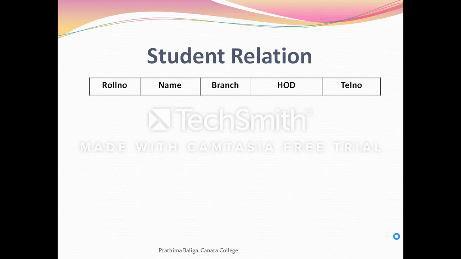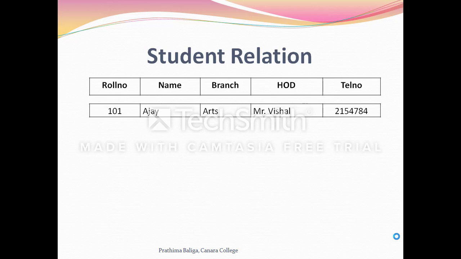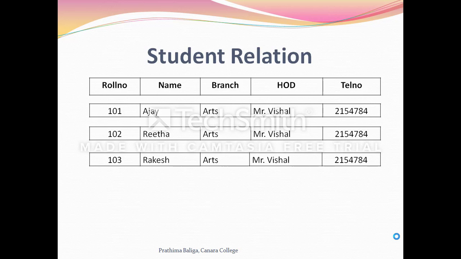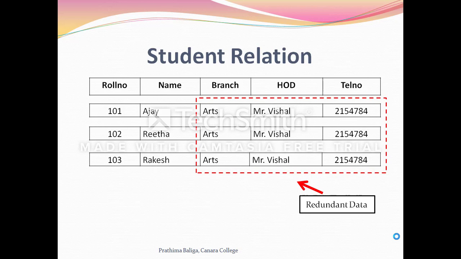Here is a student relation which stores information about students like the roll number, name, branch, name of the HOD and the telephone number. Let's add some data to this table. You may observe that branch, name of the HOD and telephone number is repeated. This repetition of data is called as data redundancy. When we repeat the same data, a lot of storage space is consumed unnecessarily. This is one of the problems with data redundancy.